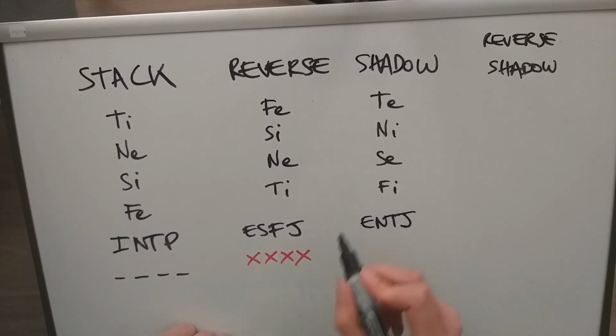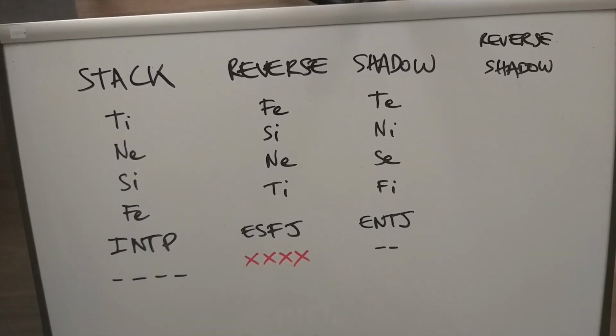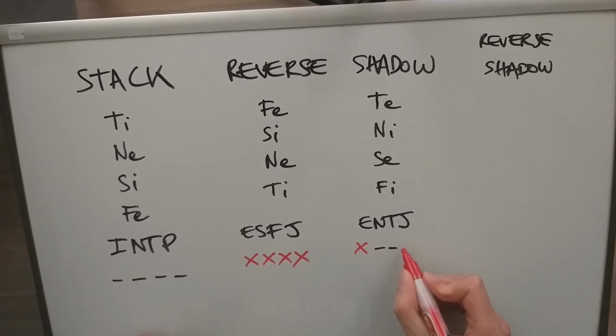And so if you want to figure out this type, basically you just need to flip the 2 outer letters and keep the 2 middle ones. So you keep both of these and you flip those.